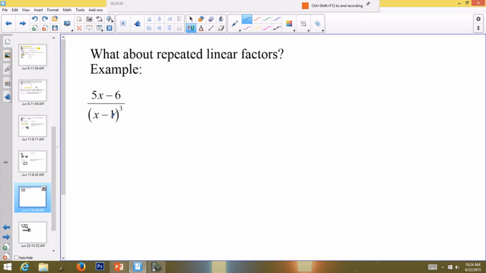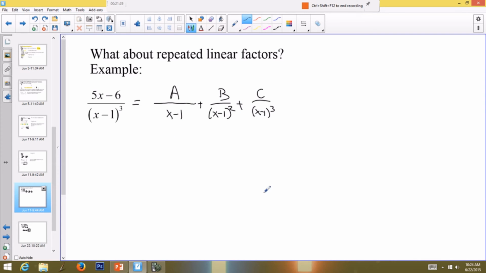So let's look at it in the context of this. What am I going to do if I have repeated linear factors? Well, I'm not sure, but what I could have is something over x minus 1, and that was going to be an a. I could have a something over x minus 1 squared, and I could have a something over x minus 1 to the third, and I erased my squared there. So I'm not really sure which of these I'm going to have.